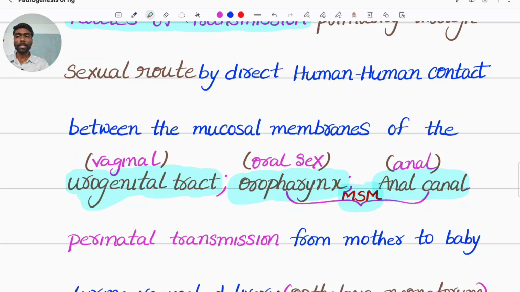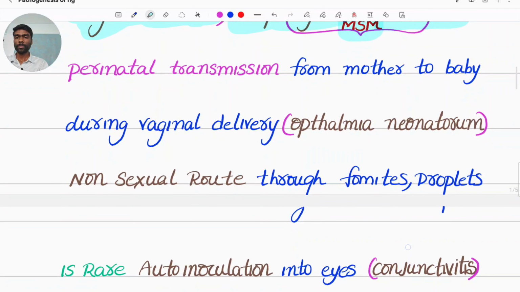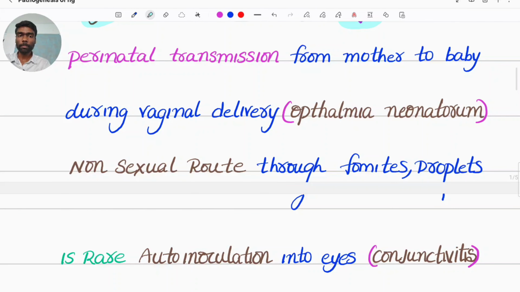In men having sex with men, oropharyngeal gonorrhea and anal gonorrhea are common. Perinatal transmission from mother to baby occurs during vaginal delivery. The conjunctiva comes into contact with the infected urogenital tract of the mother, leading to ophthalmia neonatorum in babies. Transplacental route and C-section transmission are not possible.